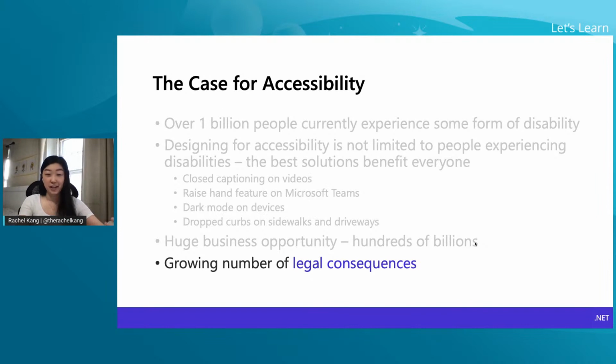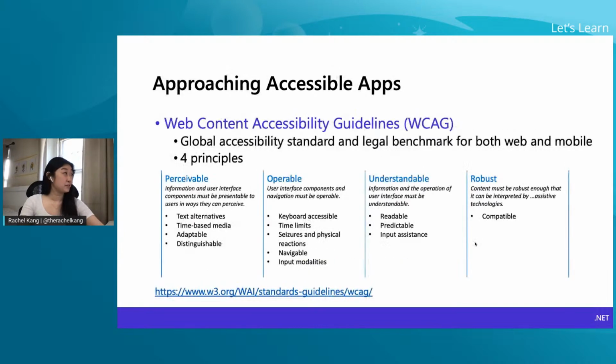So then you might be wondering what we can do about this, especially when we're creating apps. How can we make them more accessible? There are a number of standards and guidelines out there that guide app developers in achieving this. Of them, one of the most notable is the Web Content Accessibility Guidelines. They have become a global accessibility standard and legal benchmark for both web and mobile. They're based on four principles: that all apps and websites should be perceivable, operable, understandable, and robust.